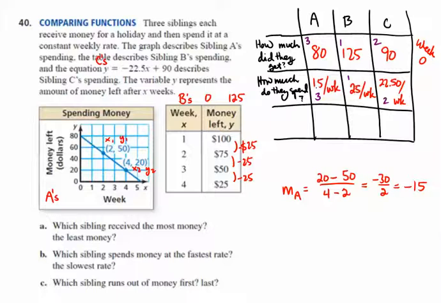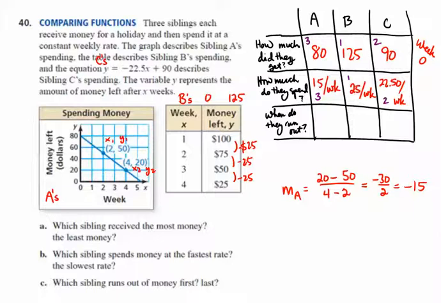B received the most money, but they're also spending it the fastest. And C is right in the middle there. So the third question asks, when do they run out of money? So we ask the question, when do they run out? And so let's see. Now with A, we can see that it's somewhere between week 5 and week 6. So we can't yet answer that question.